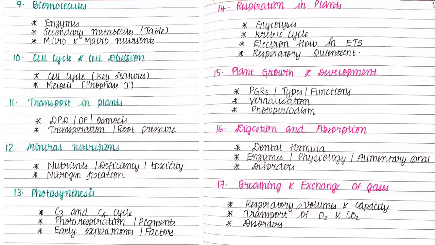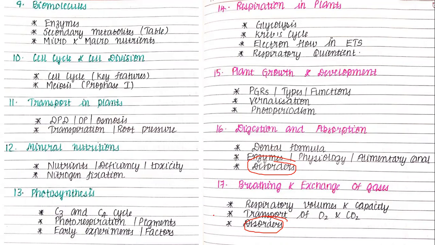Breathing and exchange of gases: respiratory volumes and capacity, transport of oxygen and carbon dioxide, and disorders. Occupational respiratory disorder, asthma, proliferation of bronchi and bronchioles. Then damage to the walls of the alveoli, emphysema, important topic. So disorders, very important. Here also disorders, very important. I'll take all the disorders in our textbook as a single session very soon.